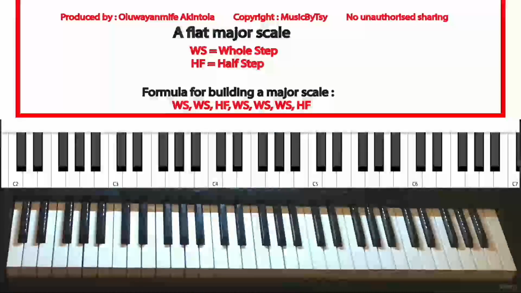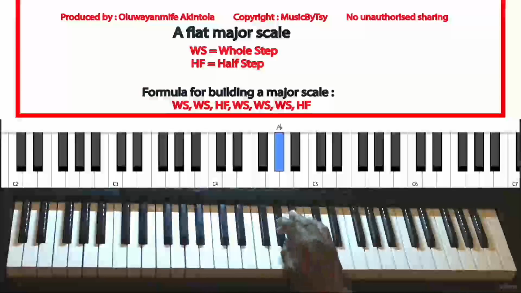So what you do is you start from the key that you want to start from, and then you take a whole step, and then you take another whole step, and then a half step, and then a whole step, and then a whole step, and then a whole step, and then a half step. So using that formula, you can build a major scale for any key. So we're going to use that formula to build the major scale for the key of A flat. So yeah, let's do that.